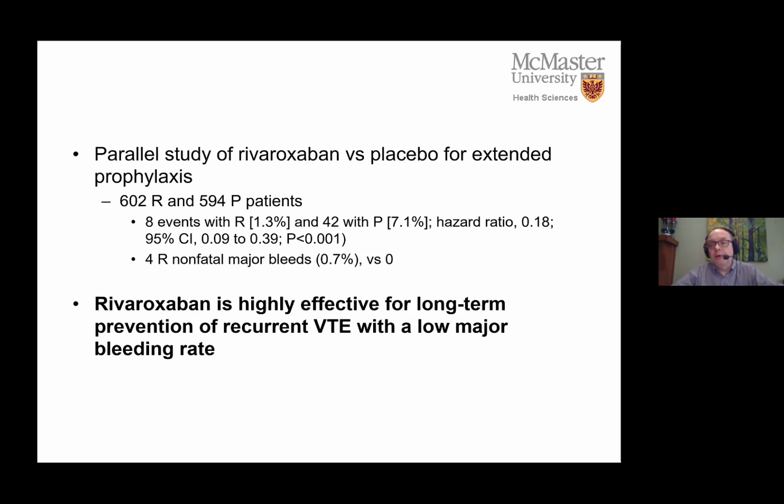And of course, anybody would guess that the rivaroxaban arm is going to be more effective than placebo for long-term secondary prophylaxis of deep vein thrombosis, and it was. That shouldn't be a surprise. But interestingly enough, the rates of bleeds were not that different. 4 non-fatal major bleeds with rivaroxaban versus none in the placebo arm, which suggests that not only is rivaroxaban highly effective for secondary prevention of recurrent venous thrombosis, but that the risk of bleeding is quite small when you extend the therapy beyond 6 months. Bottom line, rivaroxaban is highly effective for long-term prevention of recurrent VTE with a low major bleeding rate.